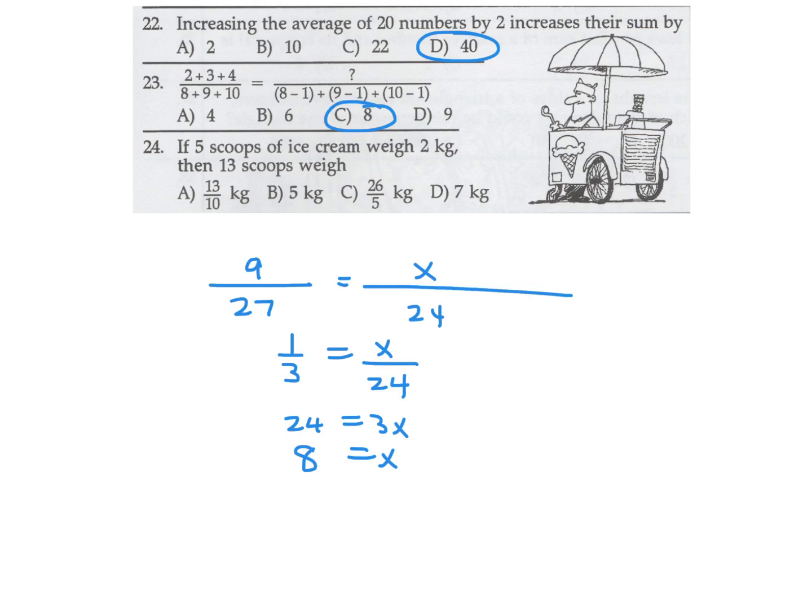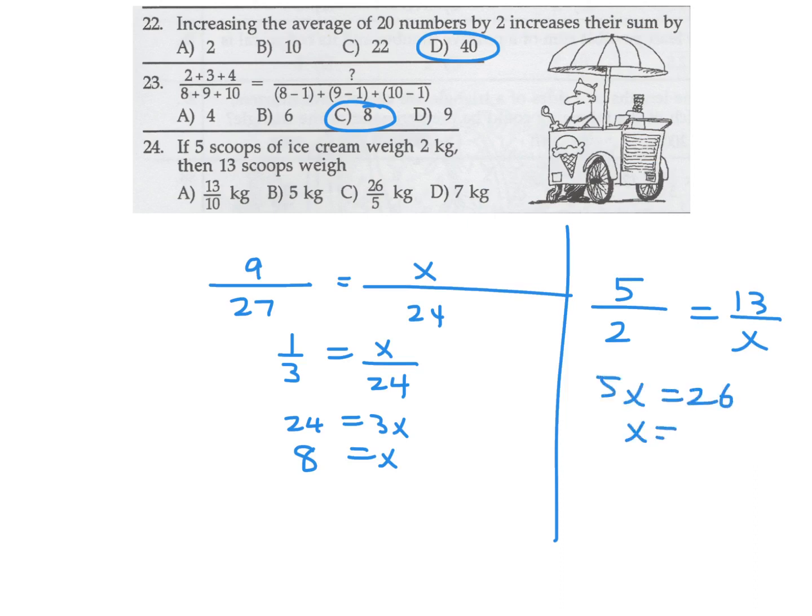If 15 scoops of ice cream weighs 2 kg, then 13 scoops weighs... So, 15 over 2 is the equivalent of 13 over x. That's sort of the algebra of this question. So cross multiply and you get 15x is equal to 26, and therefore x is equal to 26 over 15. So 26 over 15 would be C.